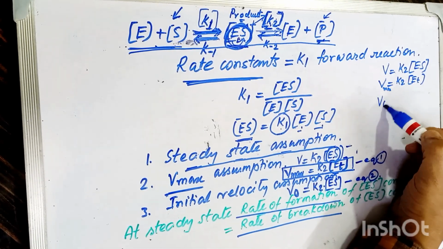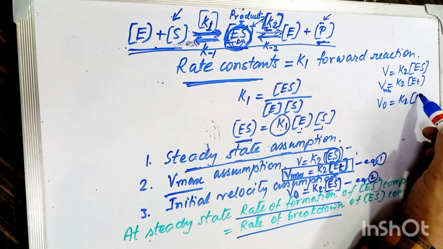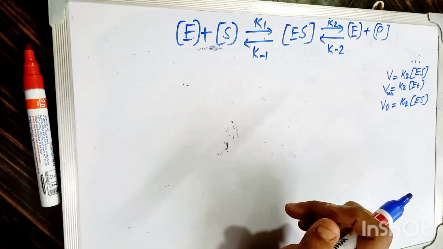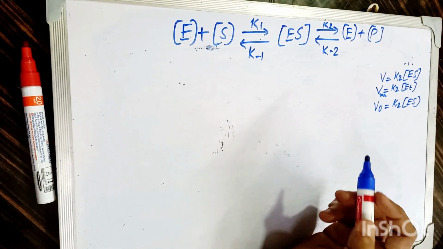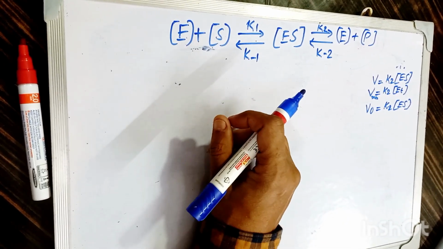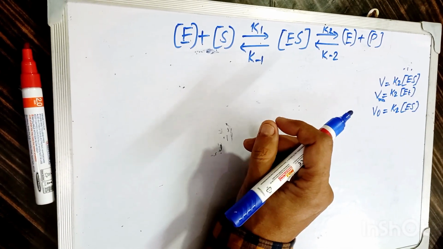And V0 equal to K2 into ES. Initial velocity assumption. Now I will go to the derivation of the Michaelis Menten equation with the three assumptions that I have just told you.